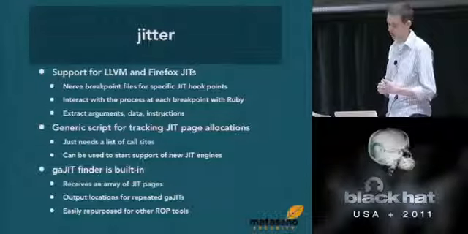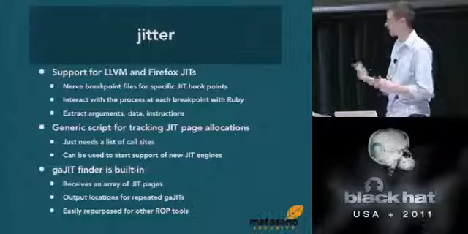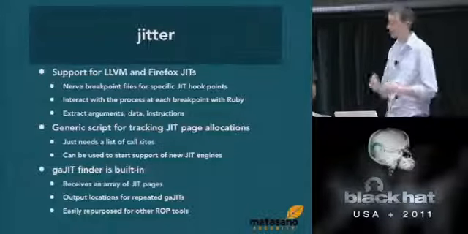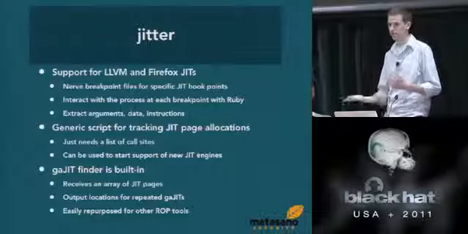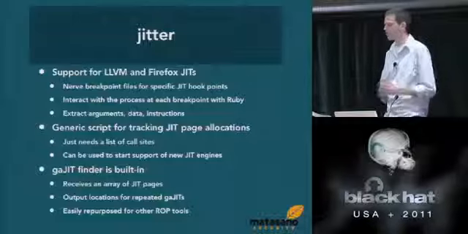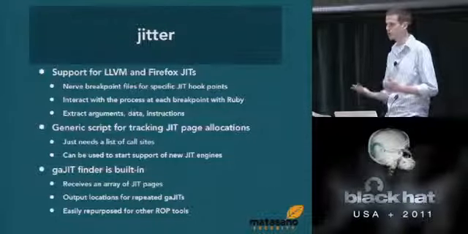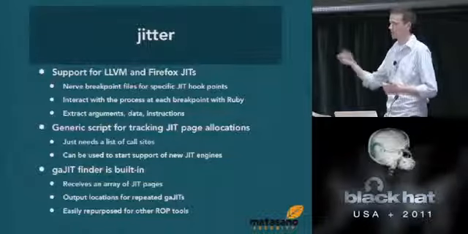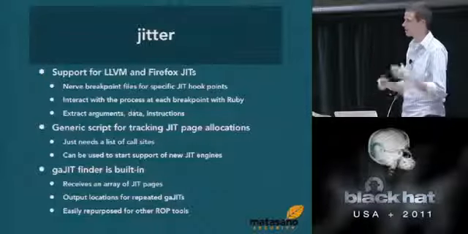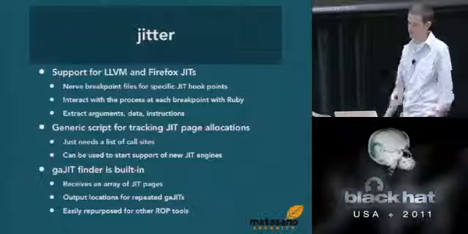Some of the things that we hook are obviously where it emits native code into memory, where the polymorphic inline caching hits, those types of things. We extract arguments, we extract the different instructions the JIT engine has emitted. And then we also released a generic script. So if you're researching a new JIT engine and you don't know much about it, run our generic script and it'll look for the allocation of executable pages. And then you can use its output to start reversing that JIT engine, looking at its memory allocator and working backwards from there.